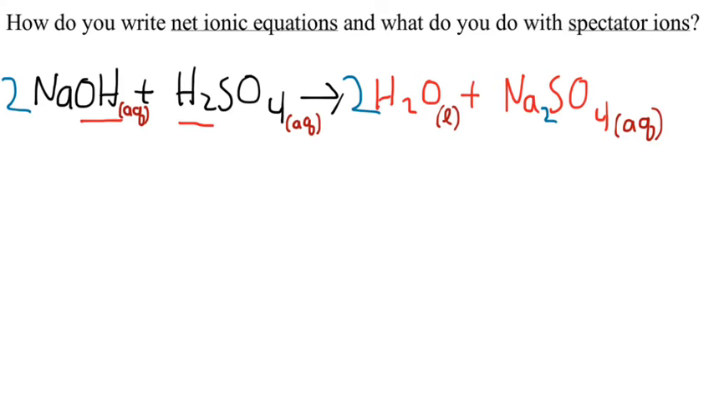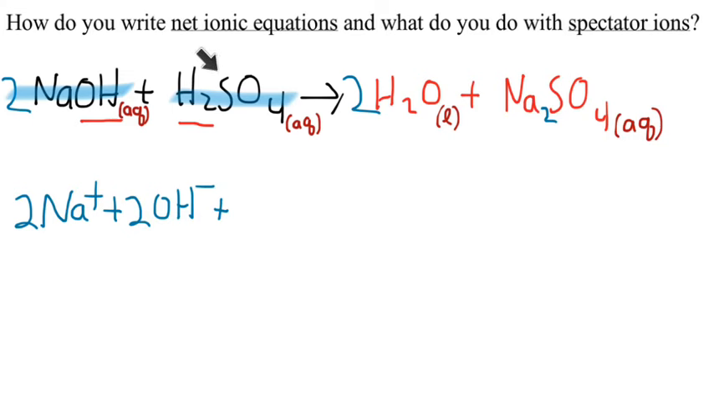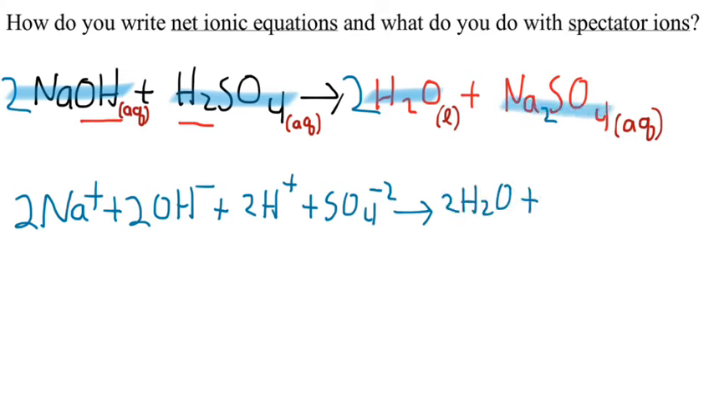Okay, so for ionic equations, if it is separated into ions, you write it as ions. So that one becomes 2 sodium ions and 2 hydroxide ions because it's sodium hydroxide. Acids become the H+ and the rest of it. So 2 H+ and SO4 2-. Water does not separate into ions, so it stays. Sodium sulfate is soluble, so it separates into ions completely. So it'll be 2 sodiums and a sulfate. Sodium sulfate makes sodium and sulfate ions.